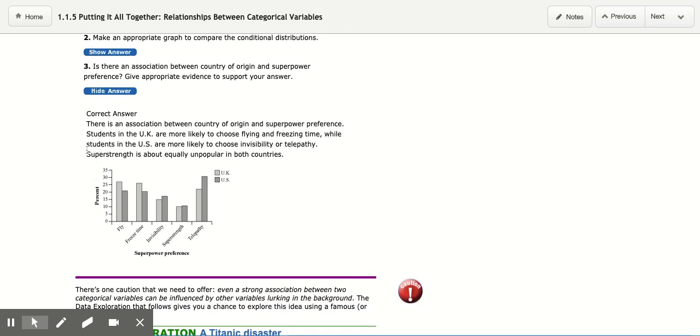Then number three, and this is where the conditional gives you more of an idea of whether there are differences between those in the UK and those in the US, the two groups that we're dealing with, when we look at the graphs. So when you look at this, there is an association between the country of origin and superpower preference. Students in the UK were more likely to pick flying and freezing time, while if you were in the US, you were more likely to choose invisibility or telepathy. And then super strength is about equally unpopular in both countries.